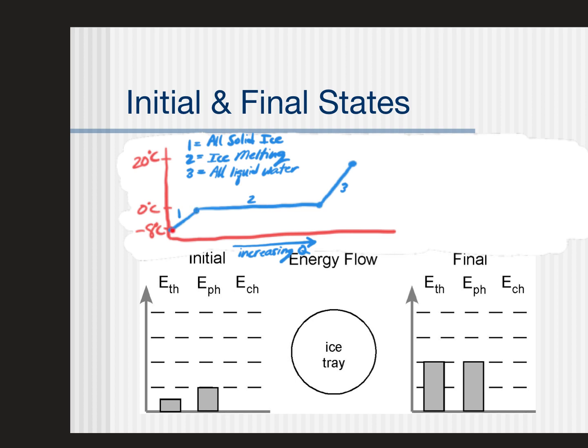Everything that's happening in part 1 here, we're adding energy to just warm the ice up. We're going from minus 8 degrees Celsius to 0 degrees Celsius. That's hard for a lot of people to understand because you always think about ice. When you're warming up ice, it always melts, but it doesn't melt right away if it's not at the melting point.